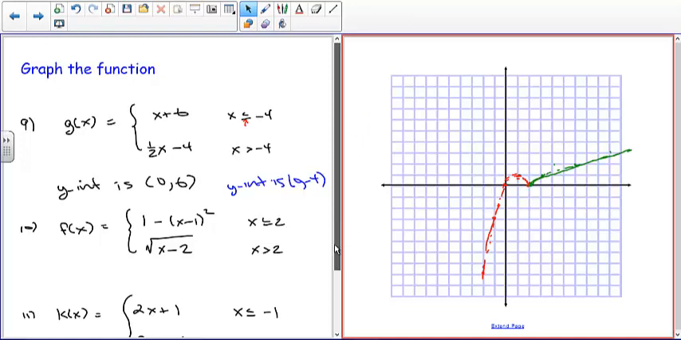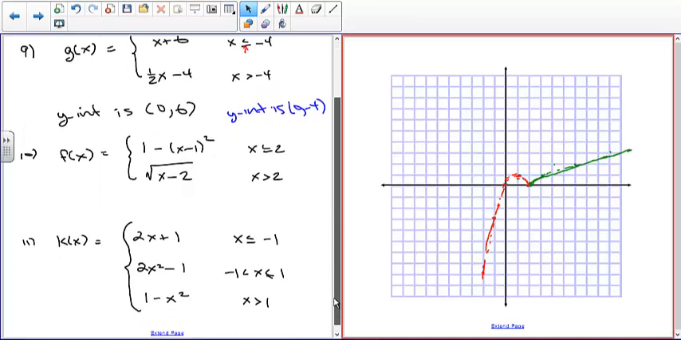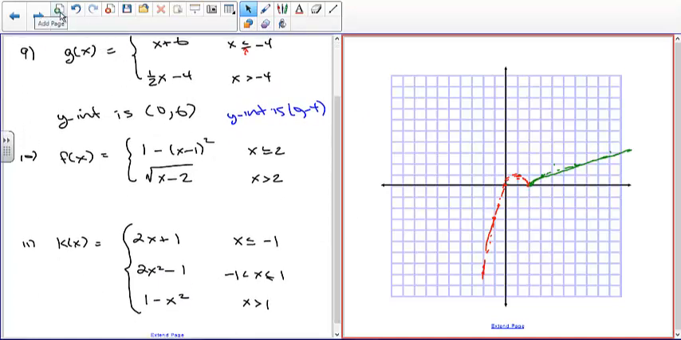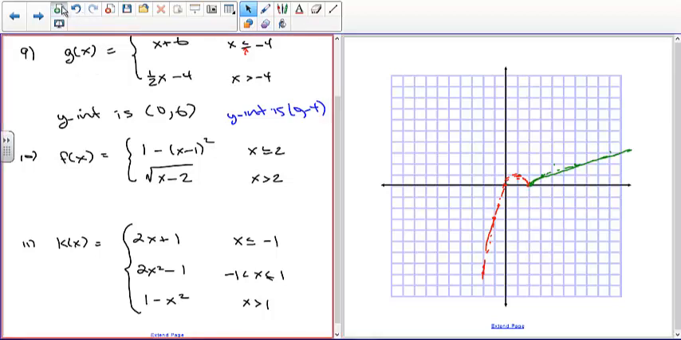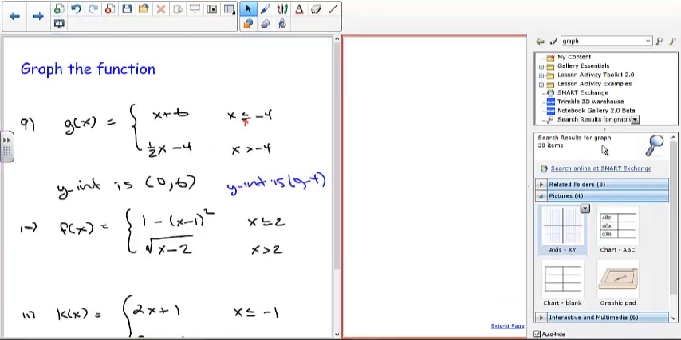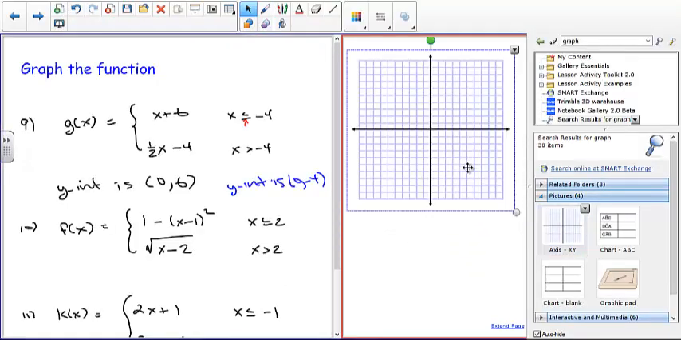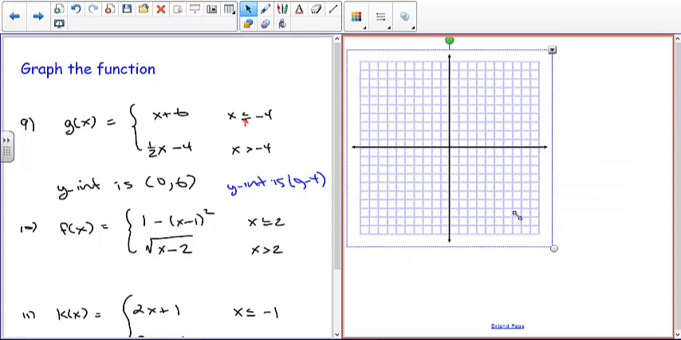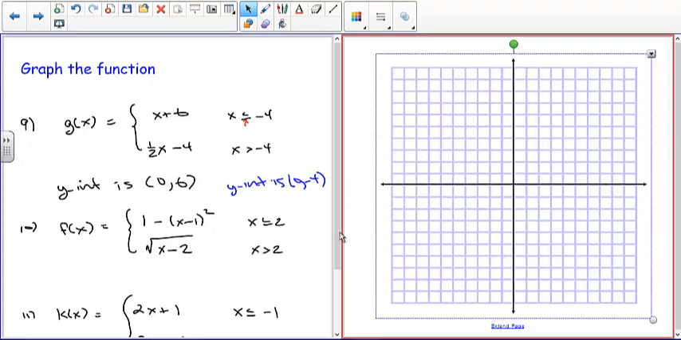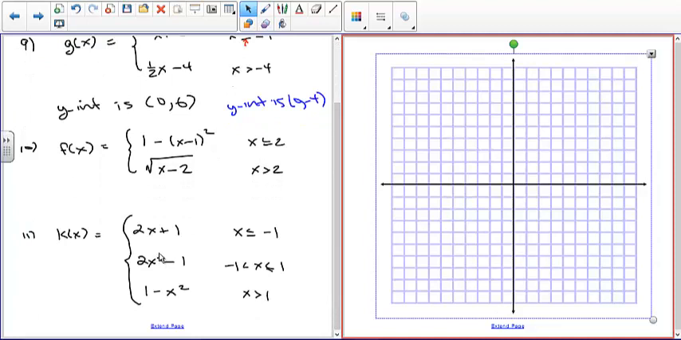I think that's the last one right there. So the next one has 3 parts, but they're not super crazy. Well, actually, they're not too great, are they?